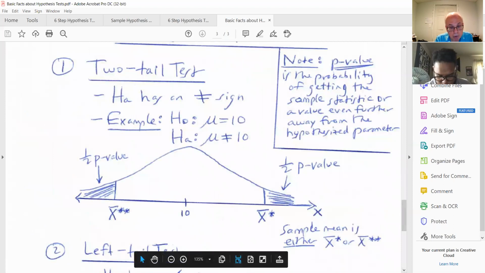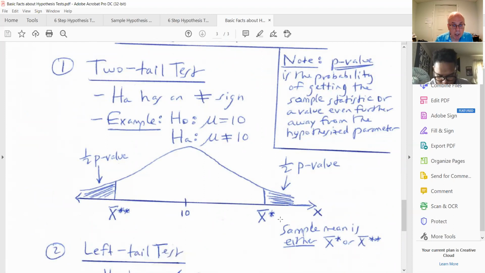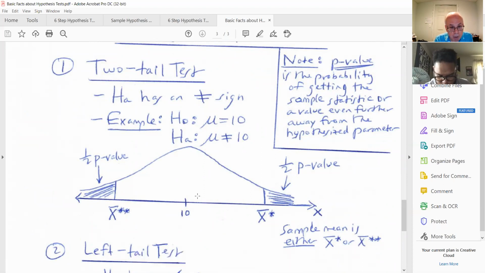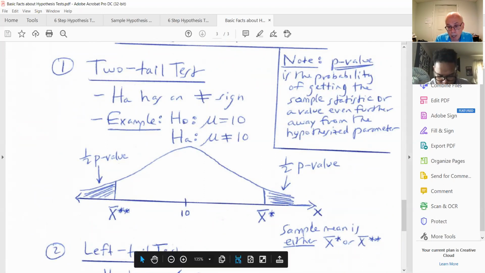And then what you're doing is you're going to use your sample mean to calculate what's called a test statistic. I'll show you how to do it in a minute. And then you're seeing what is the probability of getting that sample mean in this case, or something even further away from the proposed population mean, the null mean. All right. And in the two-tailed test, whatever area that you calculate, you multiply it by 2, because each tail of the two-tailed test is 1/2 the p-value.